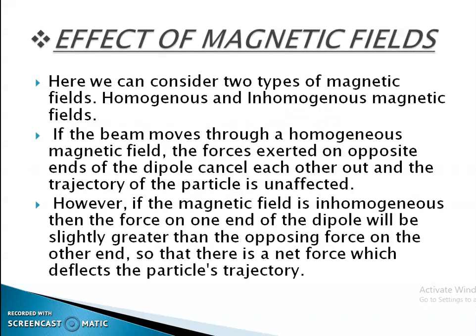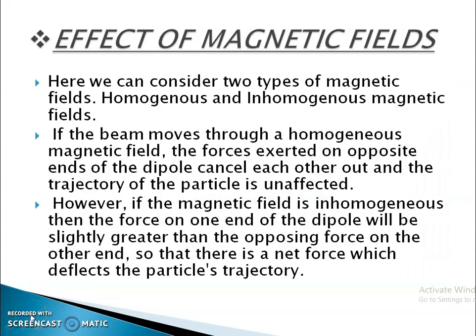Since we discussed the silver atom, now let's discuss the role or effect of the magnetic field here. We can see a non-homogeneous field here. Suppose a uniform field is used, the dipole will experience the same torque. That is, if the beam moves through a homogeneous magnetic field, the forces exerted on opposite ends of the dipole cancel each other out and the trajectory of the particles is unaffected.